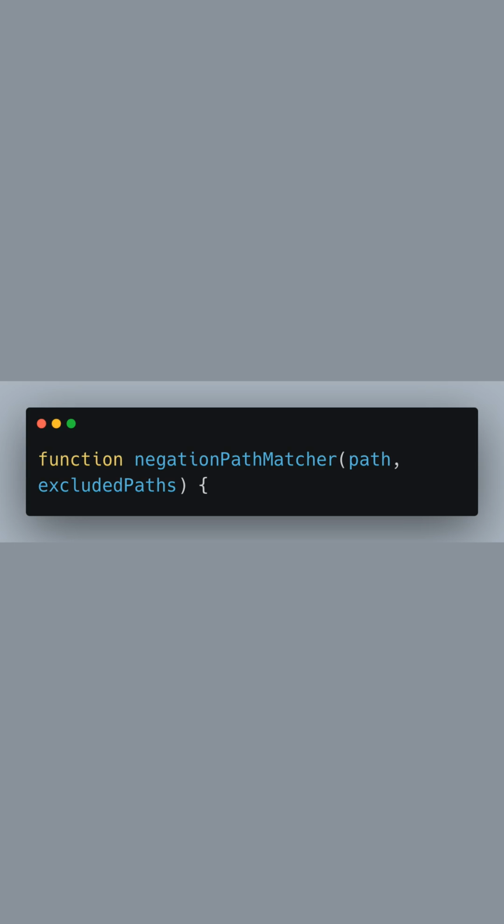In the first line, we declare a function called negationPathMatcher. This function will take two parameters. The first is path, representing the path we want to validate, and the second is excludedPaths, an array containing paths that should be excluded from matching.